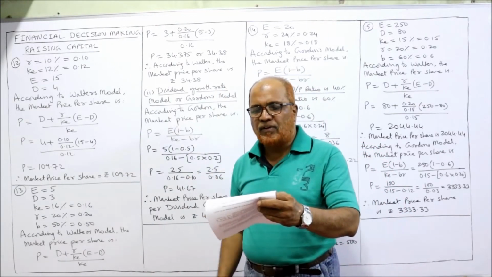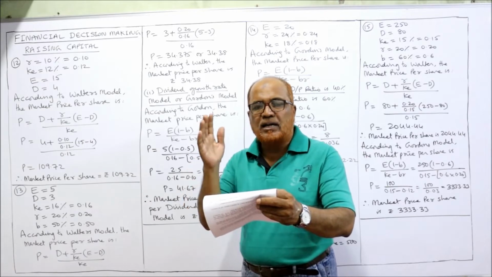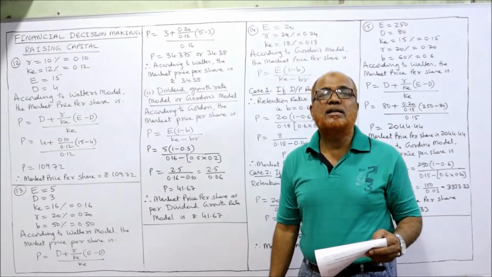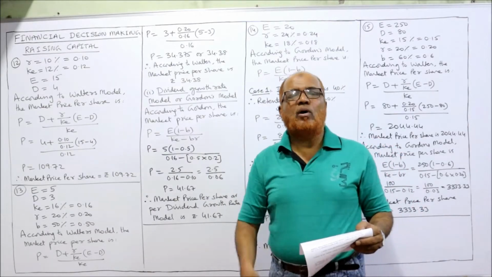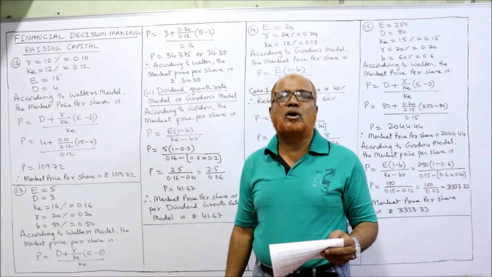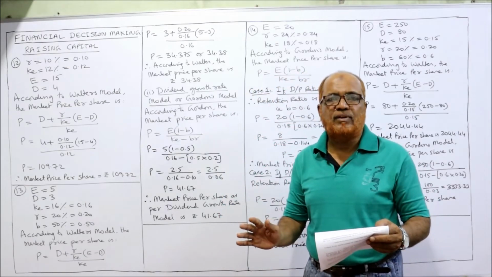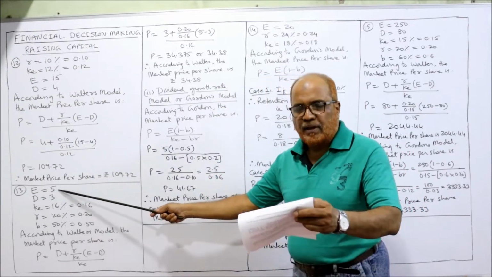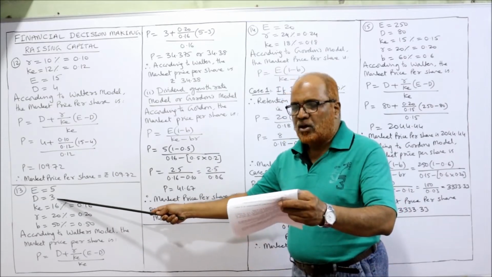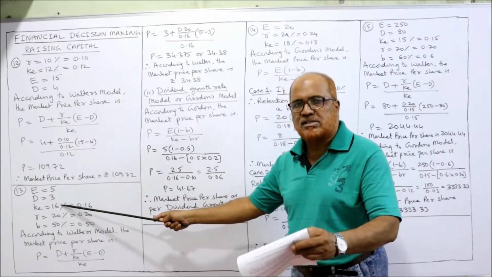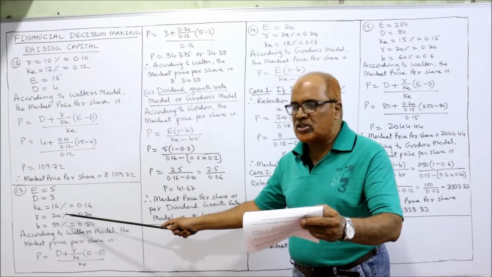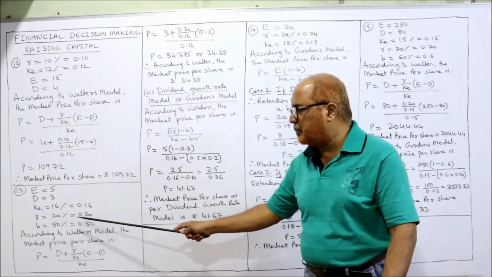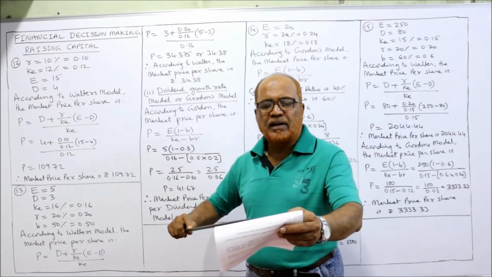Calculate the market price per share of ABC Limited under Walter's model and dividend growth model. This dividend growth model is nothing but Gordon's model. The other name of Gordon's model is dividend growth model. So don't get confused. Now, earnings per share 5 rupees, so E is equal to 5. Dividend per share 3 rupees. Cost of capital KE 16%, 0.16. Internal rate of return on investment R 20%, 0.2. And retention ratio 50%, 0.5. This is the complete information given in the problem.